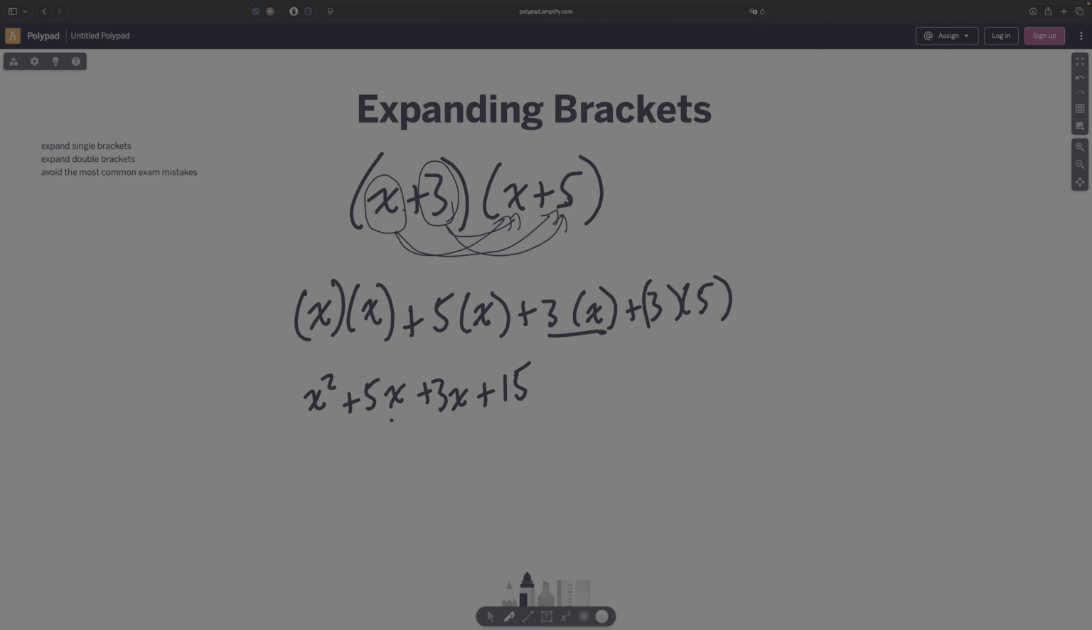And finally, we simplify one last time. 5x plus 3x add up to 8x. And we fill out the rest of our answer. So x squared plus 8x plus 15.